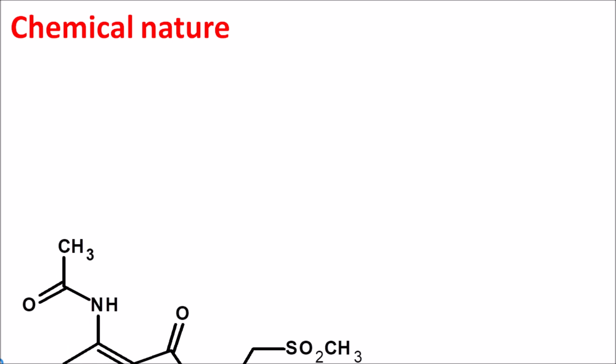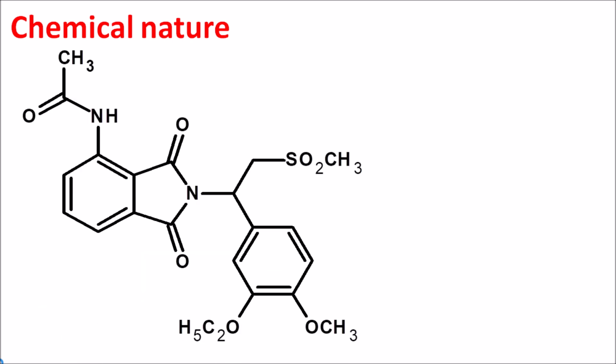Now let us see the chemical nature of this drug. So this is the structure of Apremilast. Here the principal functional group is the acetamide. So we can write the suffix as acetamide. To this acetamide, on the nitrogen, an isoindole ring system is attached. So let us give the numbering to this isoindole ring. This is 1, 2, 3, 4. So it is attached by the 4th position.